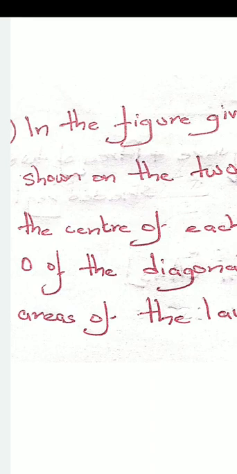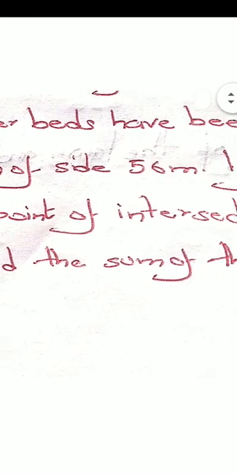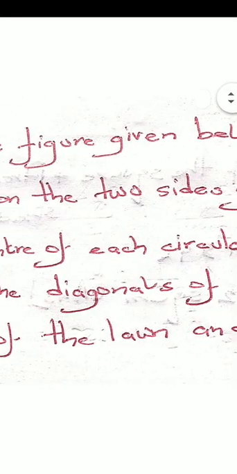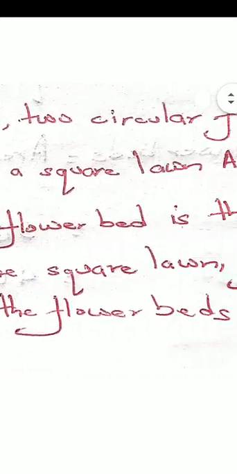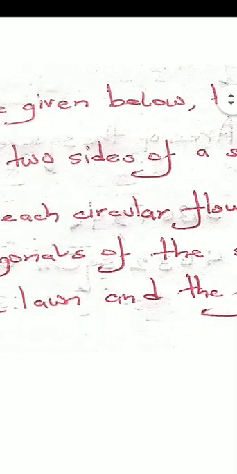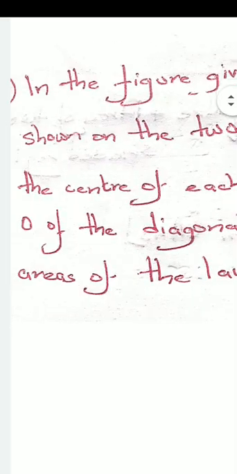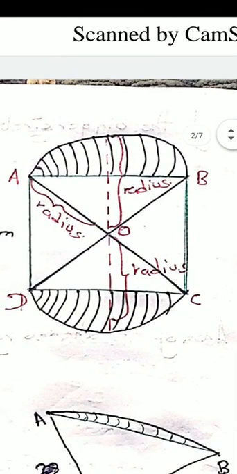The question reads, in the figure given below, two circular flower beds have been shown on the two sides of a square lawn ABCD of side 56 meter. If the center of each circular flower bed is the point of intersection O of the diagonals of the square lawn, find the sum of the areas of the lawn and the flower beds. Okay, so let's understand the diagram.